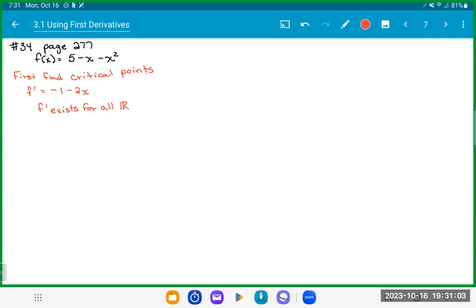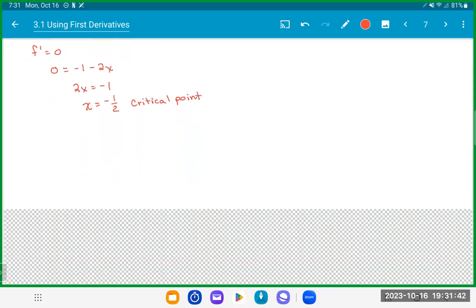But in this case, especially when we have linear things, they always exist across all real numbers, and that is the case here as well. Okay, so we can set our derivative equal to 0. So that would be 0 equals -1 minus 2x. So 2x is equal to -1, and x is equal to -1/2. So this is my critical point, and I only have one of them, like I did with the previous example.